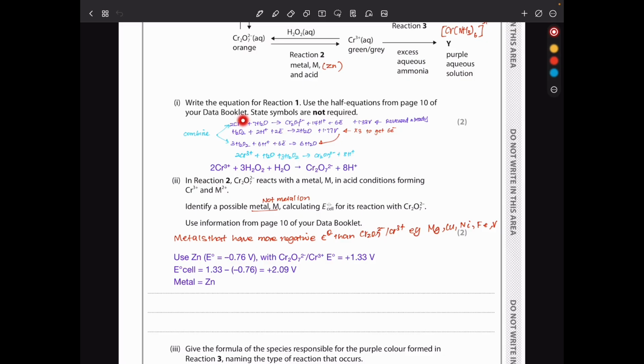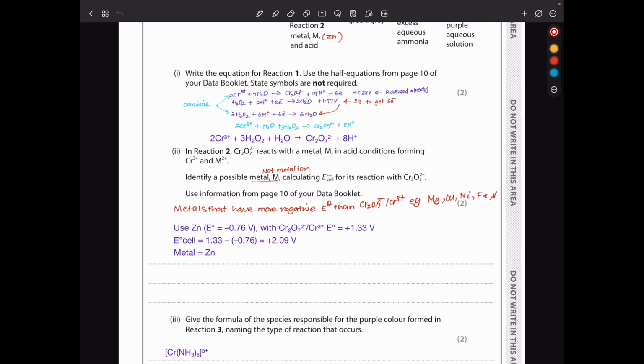To combine, we have 2 chromium 3 plus 3H2O. Now, since we have waters on both sides, here we have 6 and here we have 7, so we're going to remain with 1 water on the left side. And also we have hydrogens on the left here and hydrogens on the other side, so we will have 8 on the right side because they are more on the right than on the left. The electrons are going to cancel out, and then we'll produce dichromate as well. So this is the final equation that is required.